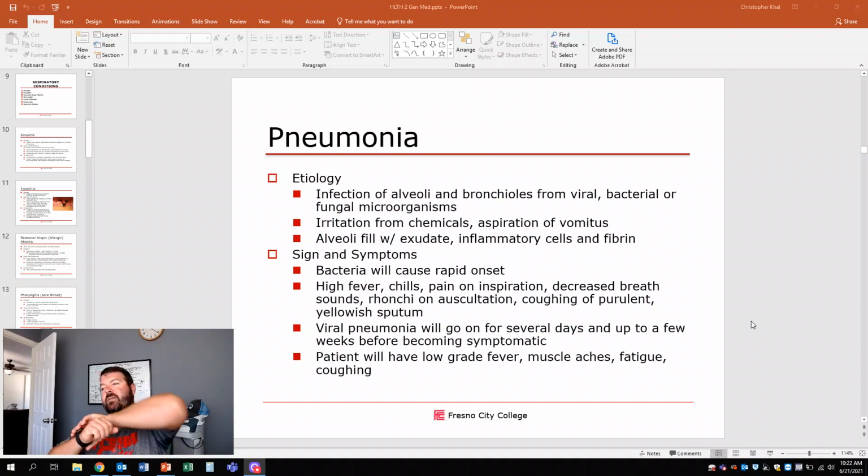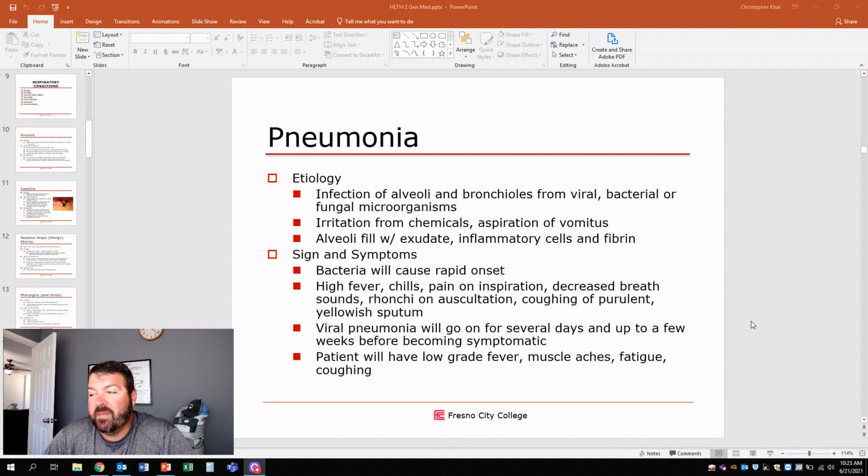All right, pneumonia. So it's an infection of the alveoli and bronchioles from whatever the viral, bacterial, or fungal cause is. Fungal pneumonia is the worst. It lasts the longest. I'm not saying the viral and bacterial are any better, but the few fungal pneumonia individuals that I've seen usually get knocked on their butt for months at a time. Pneumonia can be brought on by irritation from chemicals, aspiration. The alveoli get really inflamed.